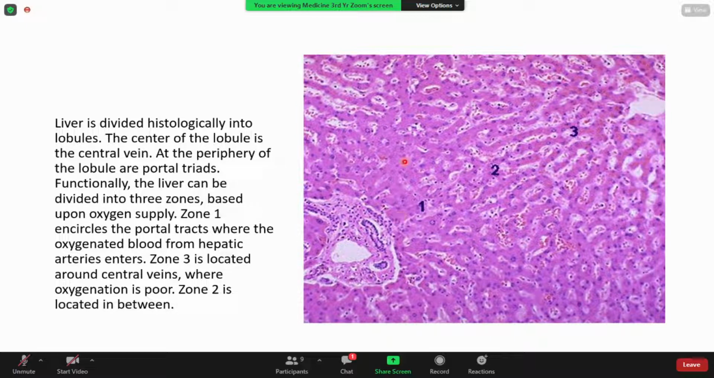In between, زي ما حكينا, zone number 1 is the closest to the portal tract, so it is closest to the oxygen supply. Zone number 3 is the farthest from the blood supply and the least oxygenated part of the liver. The zone number 2 is in between the two.